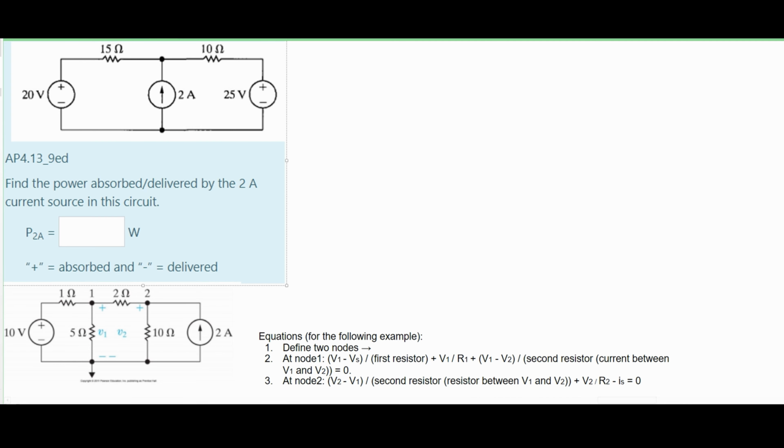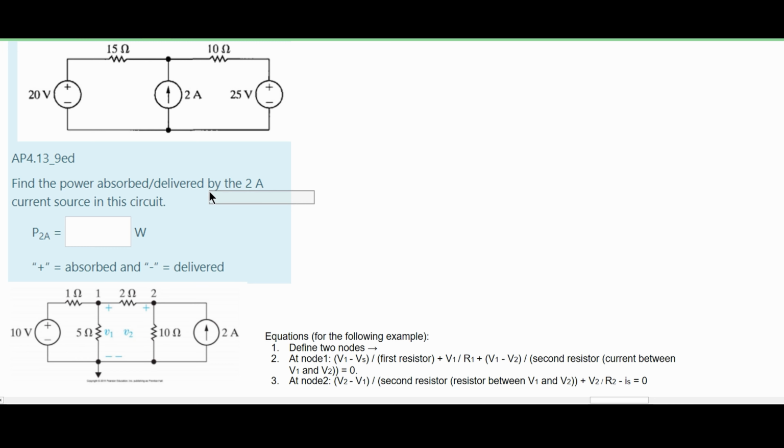In this problem, we are given a circuit diagram right here, and then we're asked to find the power absorbed or delivered by the 2 amp current source in this circuit. Our 2 amp current source is this part in the middle right here. We are going to be using the node voltage method.